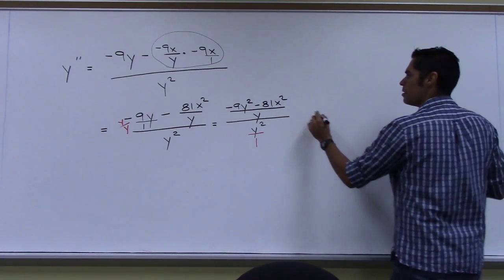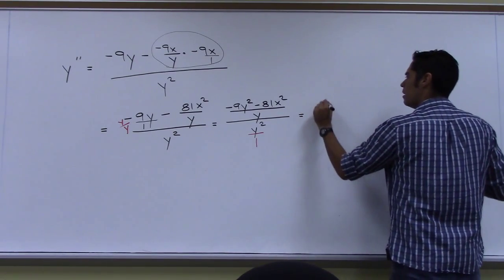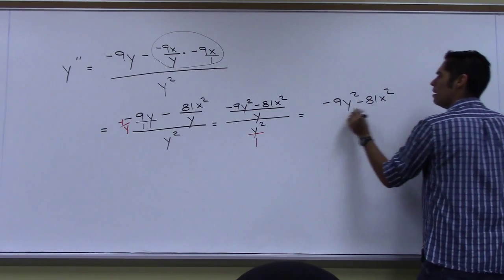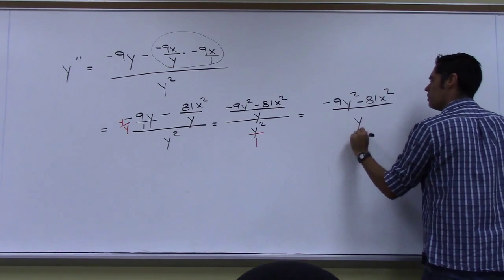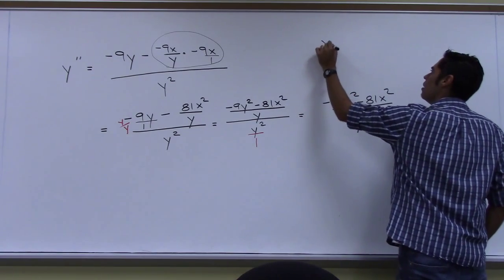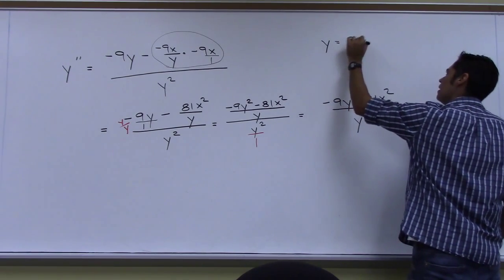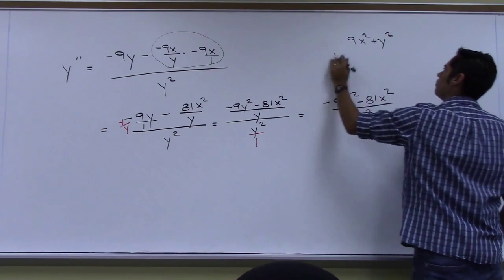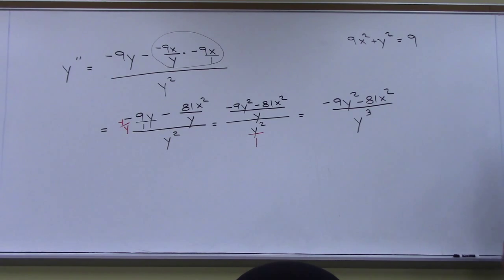So we get that this equals negative 9y squared minus 81x squared over y cubed. And that is what I would say is the second derivative. It doesn't have the y prime in it. It's pretty clean. I do want to go back and take a look. The original problem was 9x squared plus y squared equals 9. Yeah, right.